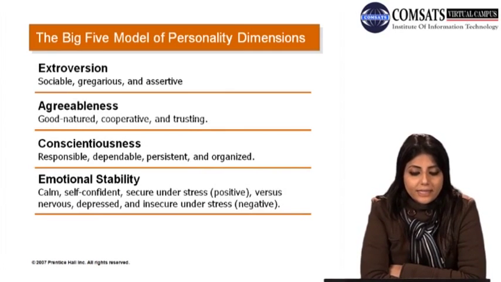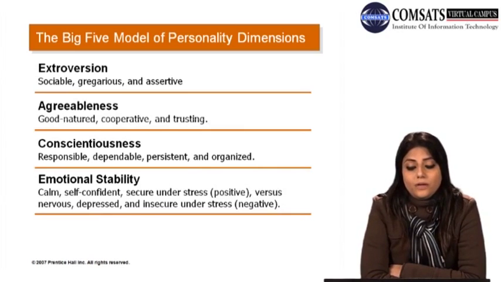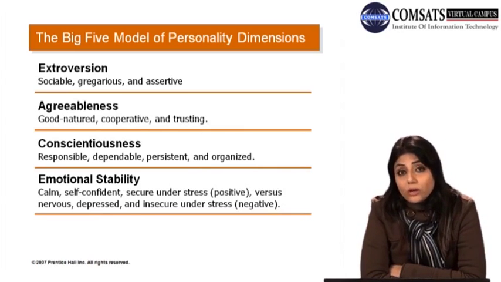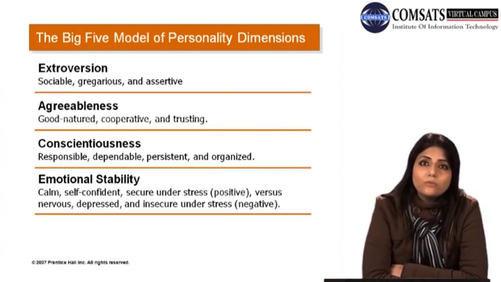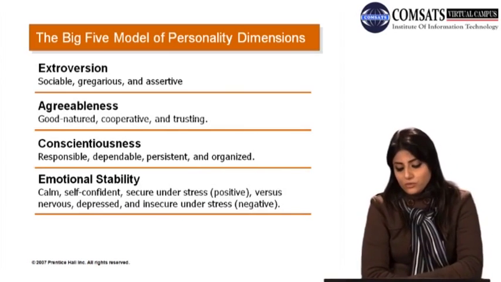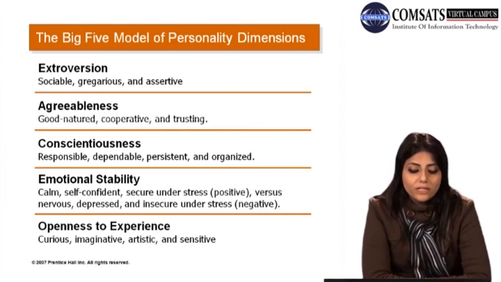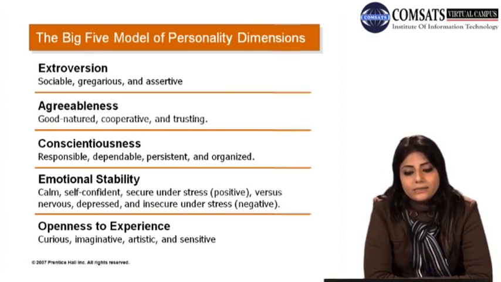And emotional stability is the calm, self-confident, secure individuals. So they are the individuals who are emotionally stable. They tend to remain calm under stress, right? And they are self-confident and secure, versus those individuals who are not emotionally stable. They remain depressed, nervous, and insecure under stress. And then openness to experience. They are the individuals who are curious, imaginative, artistic, and sensitive.